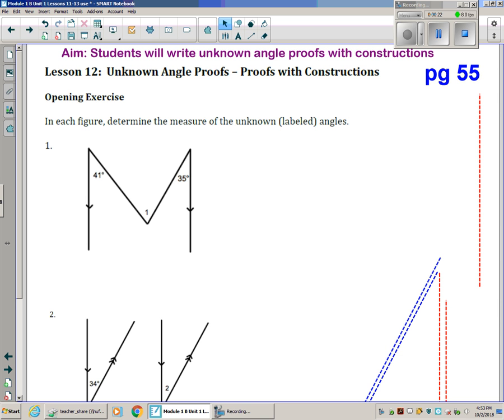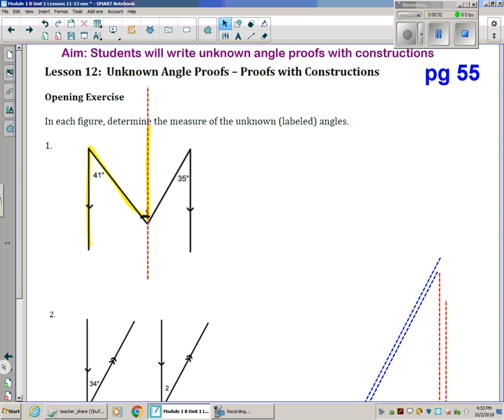It says in each figure determine the measure of the unknown angle. In this case it is angle 1. Notice it's the big angle right here. From previous problems, we've used this line called the auxiliary line that goes through angle 1. This does not mean that it's bisecting, it's just going through. The whole idea with this is to help us locate some alternate interior angles. So I'm just going to highlight some alternate interior angles. Some of your teachers refer to this as the Z shape.